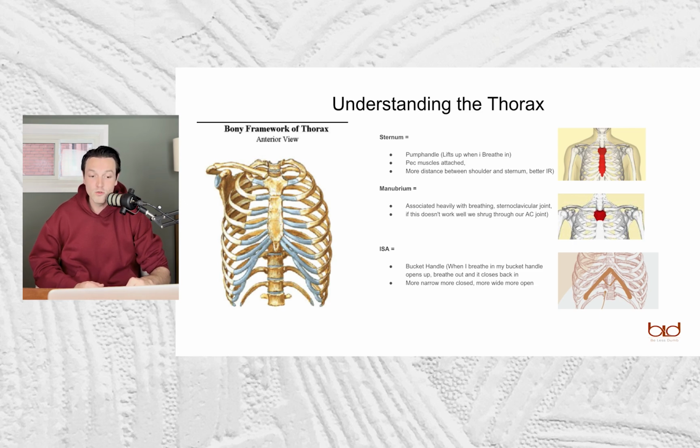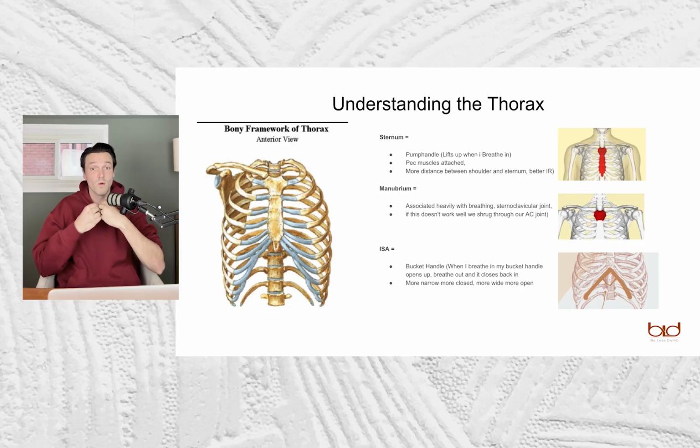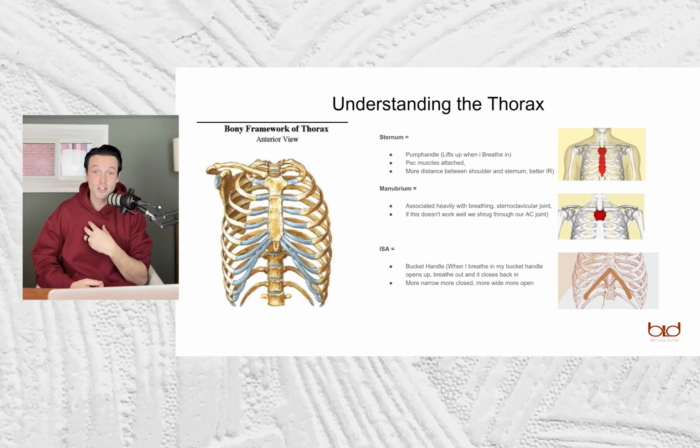Then we have the manubrium, which is really heavily associated with breathing, okay? So it attaches to your sternoclavicular joint. If this doesn't work well and doesn't move effectively, what you'll see is people will start to shrug when they breathe, a lot more through their AC joint. So you can say that someone who's doing a lot of rows or pressing and you're seeing a lot of shrugging, especially when they get a bit more fatigued, we can probably start to see that their manubrium probably isn't working as well as we'd like it to.